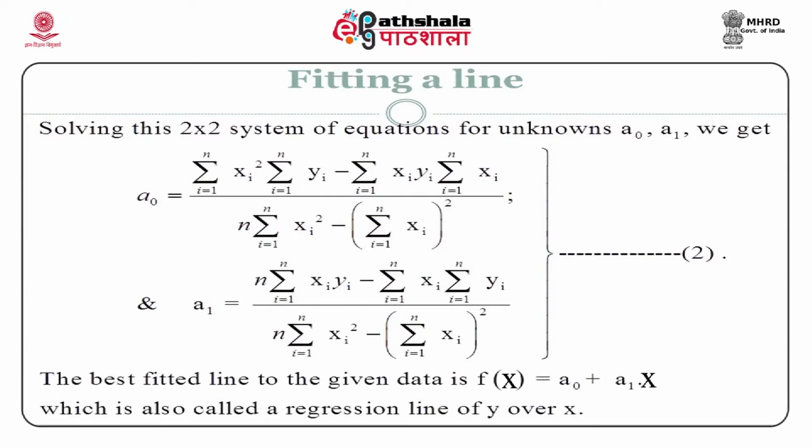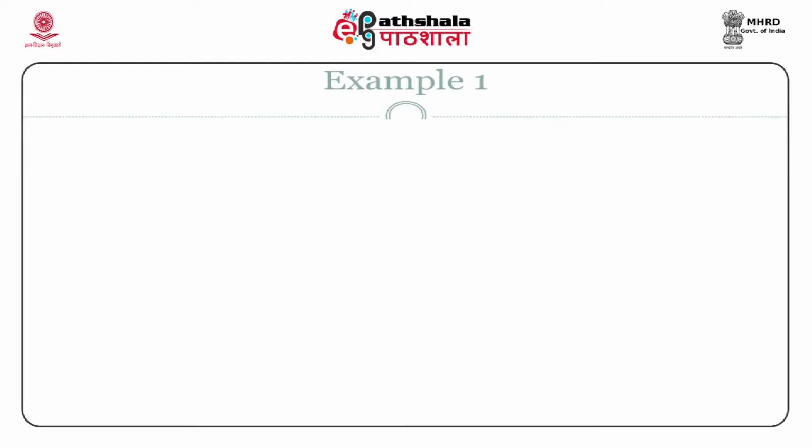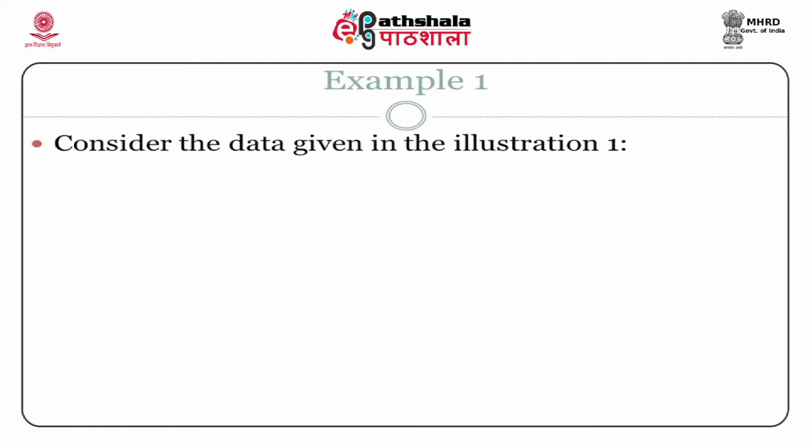So the best fitted line to the given data in that case is given by f(x) equal to a0 plus a1 x, which is also called a regression line of y over x, or least square line. Now let us look at illustration 1 and come back to it.